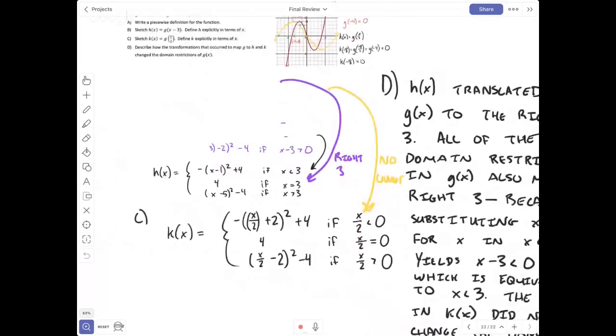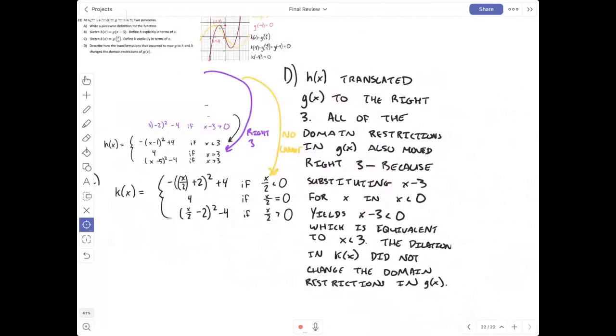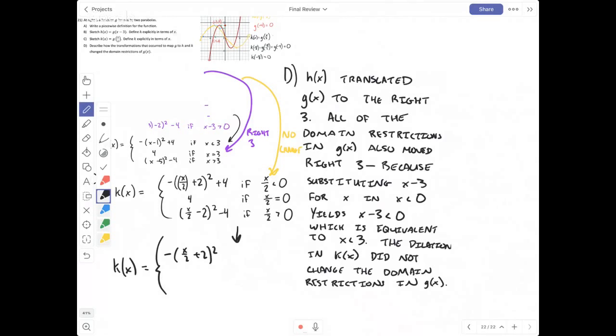The answer to that is because here, when I plugged in x minus 3, I go right 3. I was starting at 0, and right 3 changes 0 into 3. But here, when I times by 2, 0 doesn't change at all. You times 0 by 2 and nothing happens, right? If I wrote this again, this is a rearticulation of k of x, and it's negative x over 2 plus 2 squared plus 4.